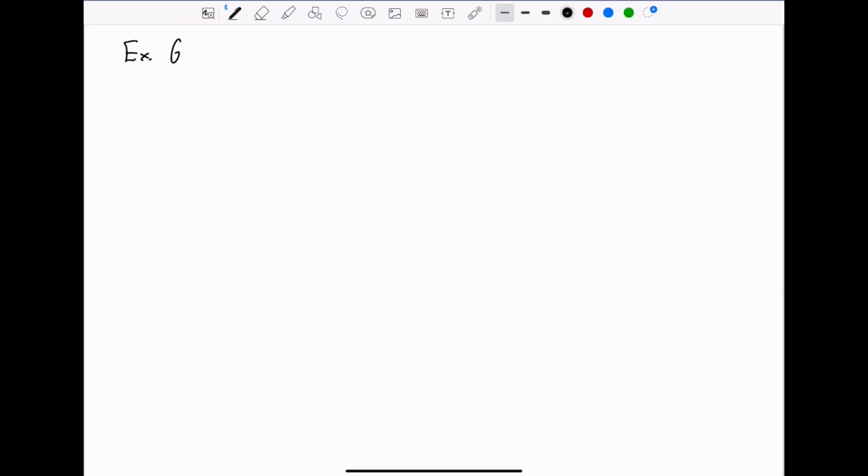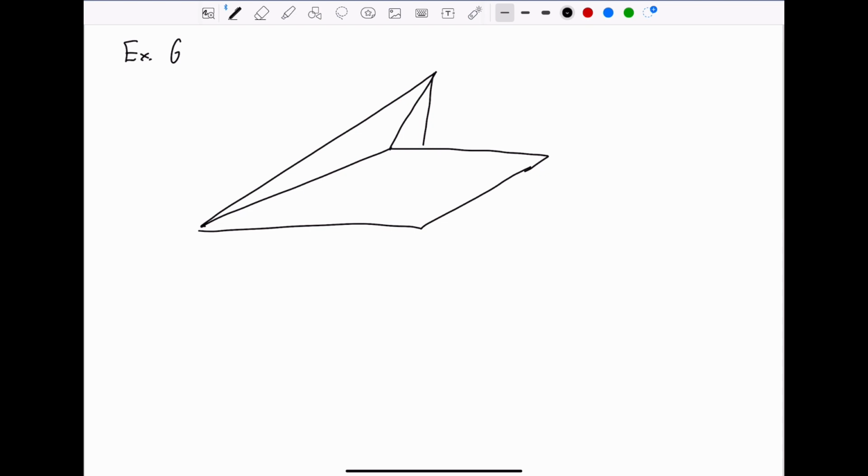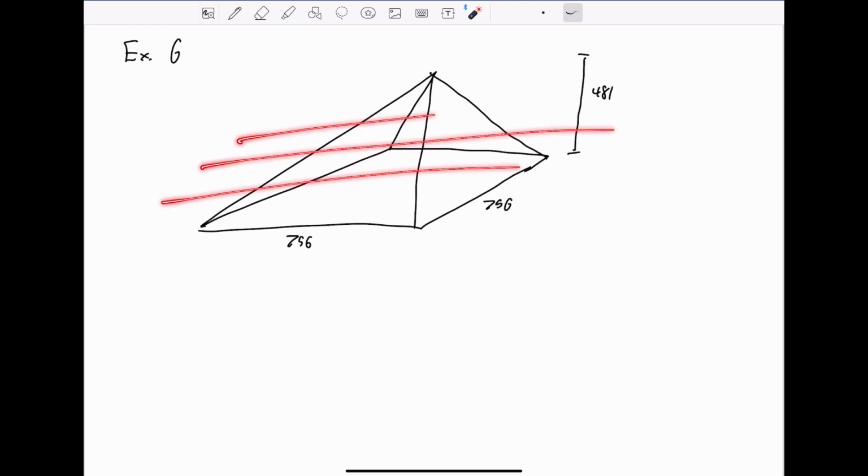So we want to start by drawing a picture. We have a square-based pyramid. It looks something like this. The dimensions of the base are 756 by 756, and the height vertically is 481. Now we're looking for parallel cross-sections that all have the same area. There are a couple different ways we can do this, but I think the most intuitive way is to take cross-sections that are parallel to the base. Imagine slicing horizontally here, taking horizontal cross-sections moving up the pyramid.